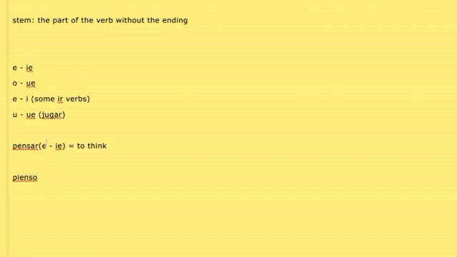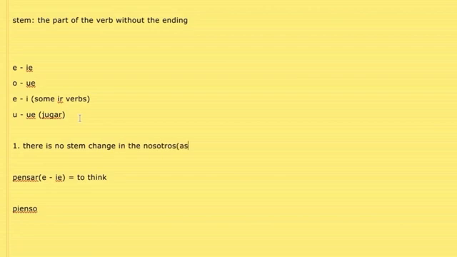Now, let's take a look at a couple of rules with stem changers. The first is that there is no stem change in the nosotros form. And this also applies to vosotros if you're learning Spain Spanish. Now, usually what I teach is not Spain Spanish, it's Latin American Spanish, but if you're learning Spain Spanish, no stem change in the vosotros form, neither the vos form if you're learning Argentinian Spanish or Paraguayan Spanish or Uruguayan Spanish. But overall, it's important to note this. It's never going to stem change in the nosotros form.